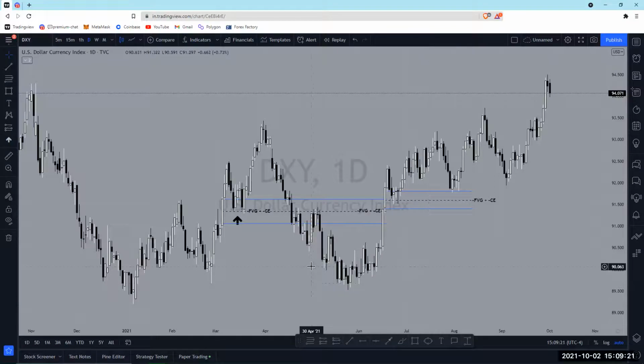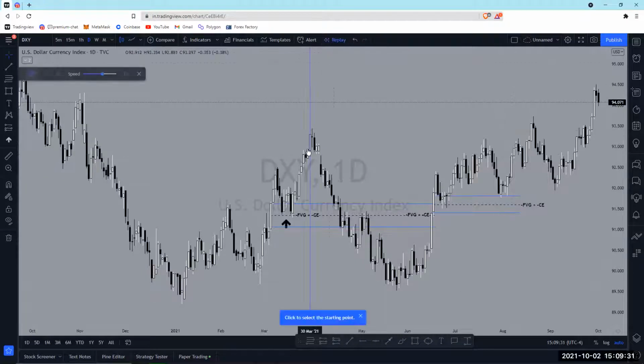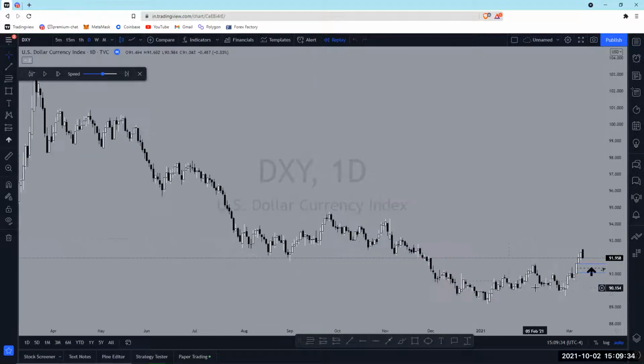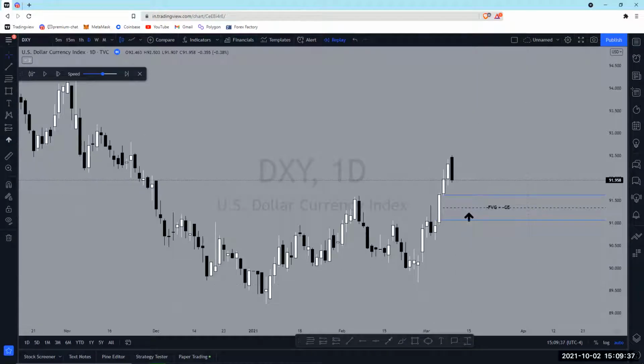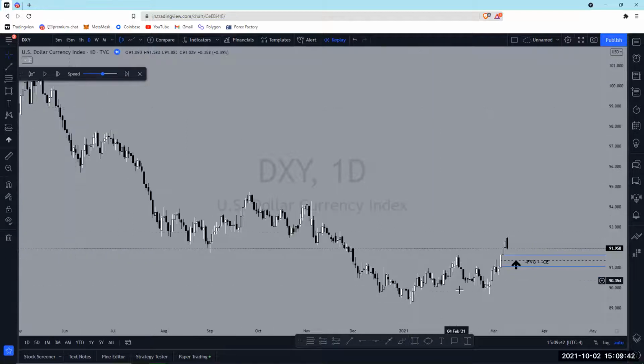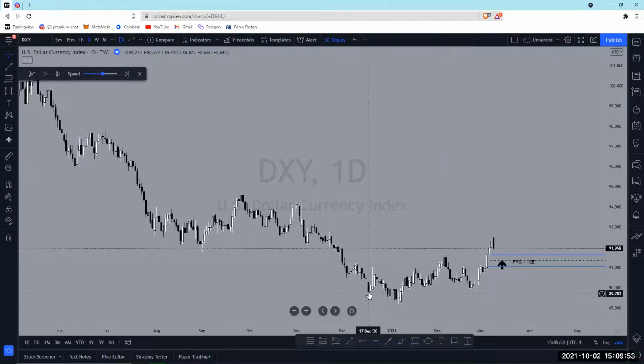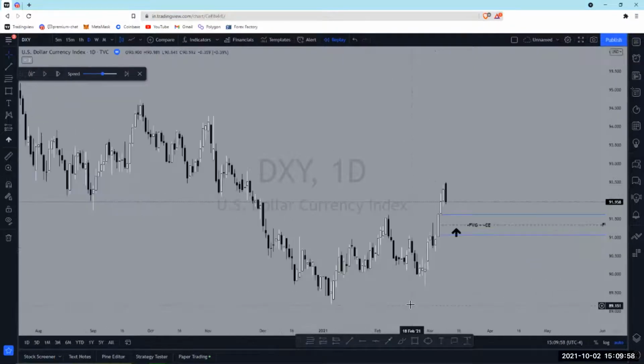So right here, you are looking at the US dollar currency index from March of this year. First of all, I'm just going to start by hitting the replay button. All right, so right here at this point, you can see we was in a downtrend for quite some time until we started breaking structure to the upside.